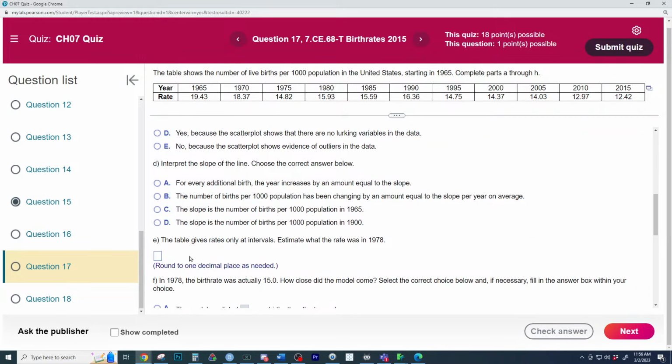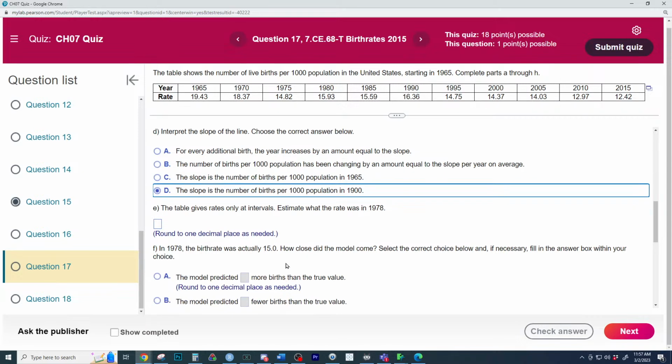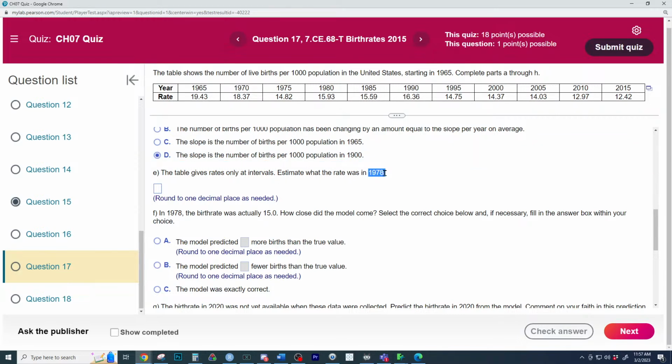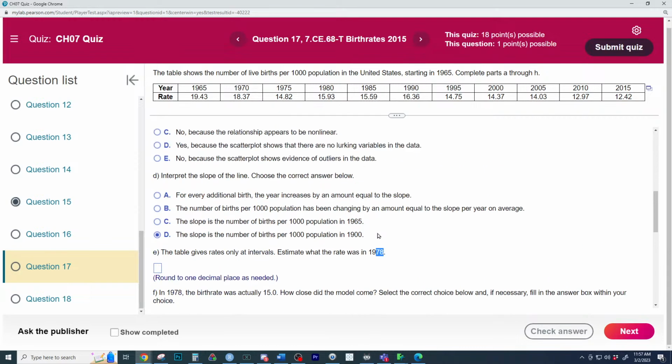Interpret the slope for each additional year since 1900. The slope is the number of births per year since 1900. The number of births per year has been changing by an amount equal to the slope per year on average. This right here talks about the 1900. The table gives rates only at intervals. Estimate what it would be in 1978. So we have to turn 1978 into 78 and solve it through the equation.